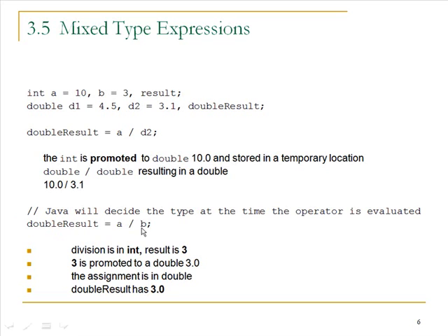So this looks like a mixed type expression. We have a double on this side, and then we have an int divided by an int. So what is the data type of the divide in this case? It is int. So it's decided at the time that operator is evaluated what is the data type of its operands. So we have an int divided by an int. The result is 3 of 10 divided by 3. And then for the assignment operator, the 3 is promoted to 3.0, and the assignment is done in double.